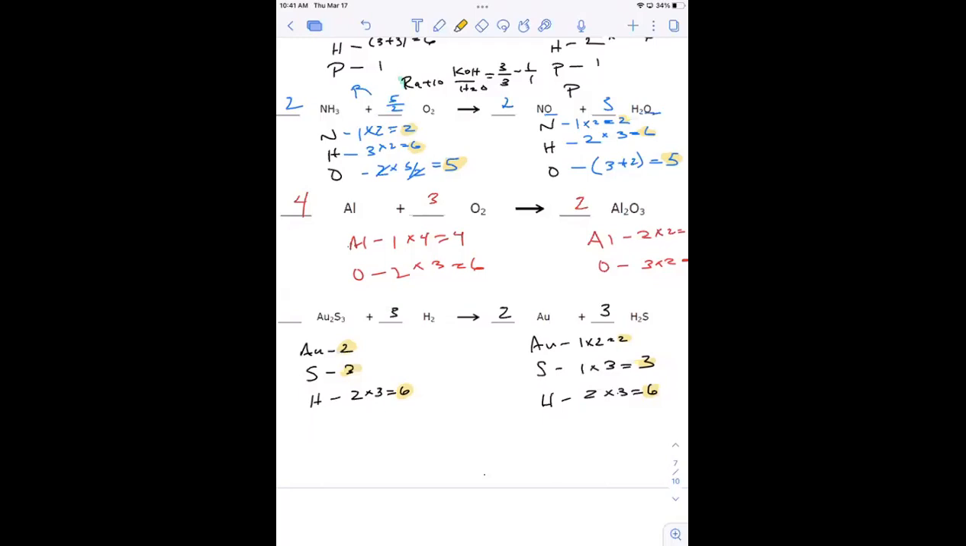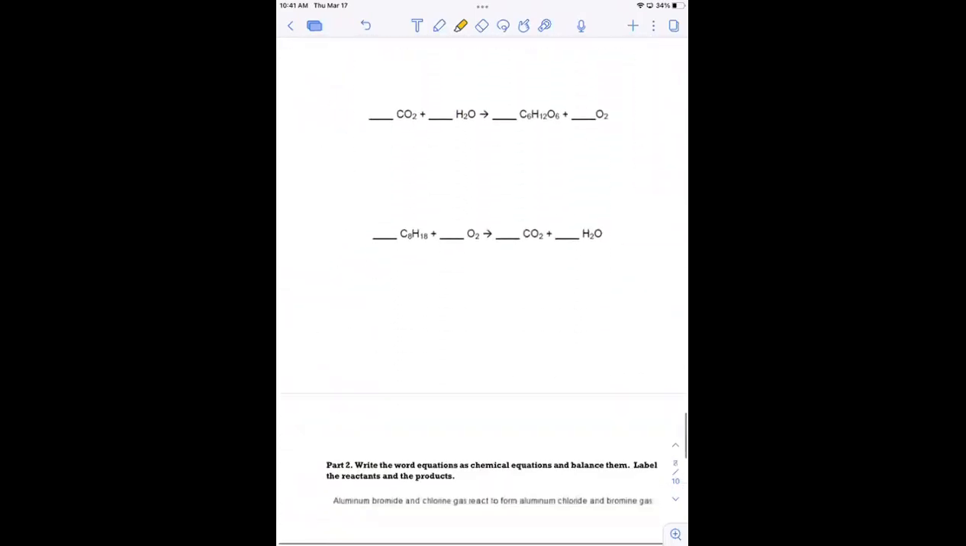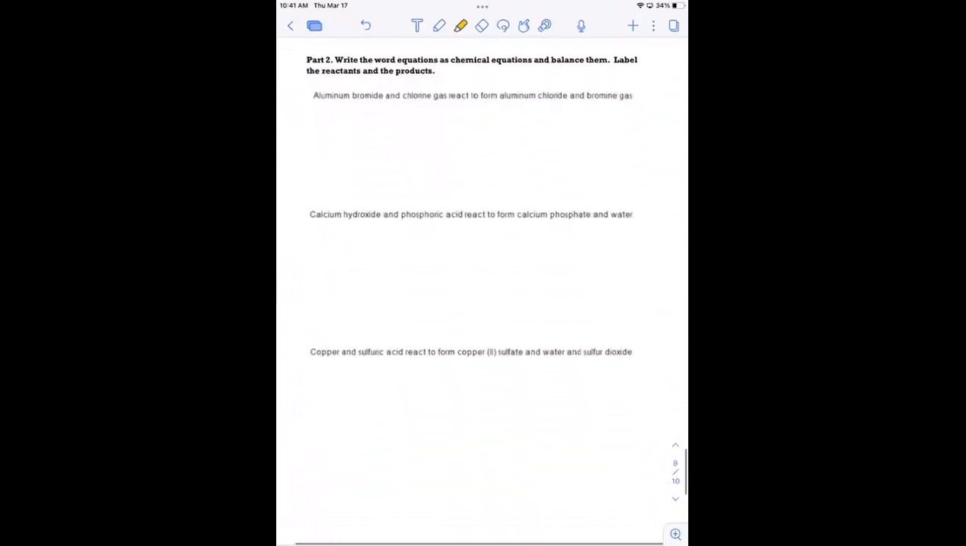All right, let's do another one. We're going to come back to some of these. I want to work through a couple of these word problems, because this is really important to be able to go from the words to the actual chemical formulas. All right, so we have aluminum bromide and chlorine gas, and they react to form aluminum chloride and bromine gas. This is a good one.